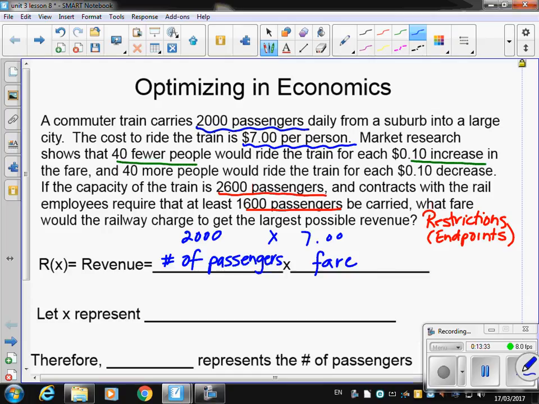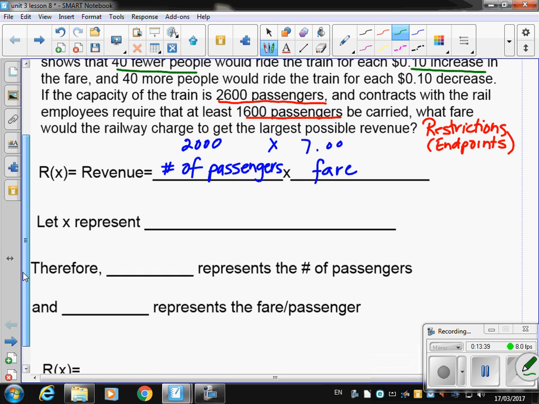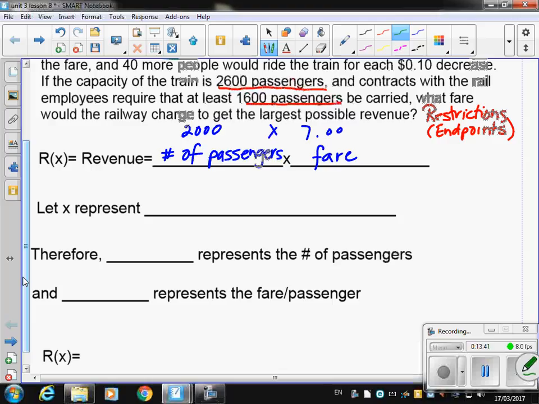Then we're going to change things. So let X represent... what's going to change? Well, what's going to change is the fare. We're going to up the fare by 10 cents or decrease it by 10 cents. So X is the number of, please underline that, 10-cent increases.